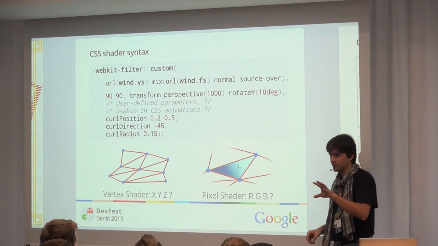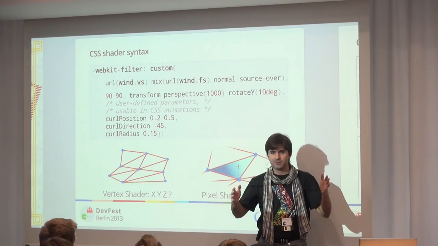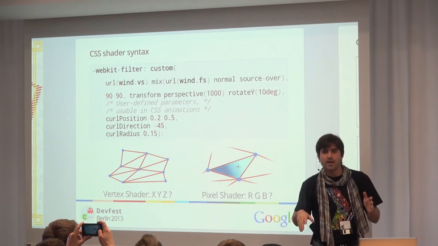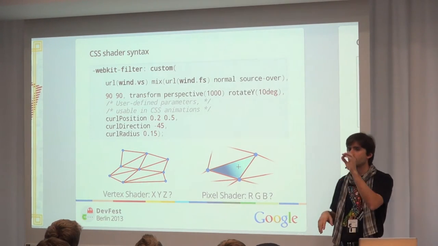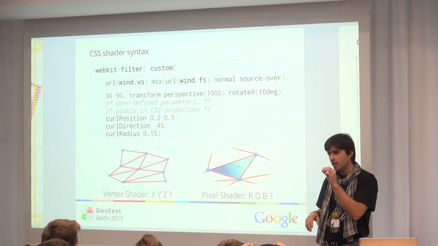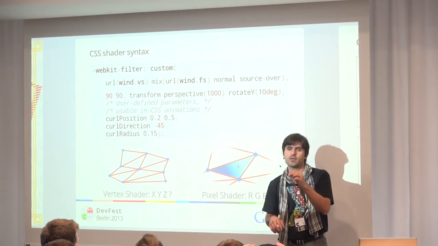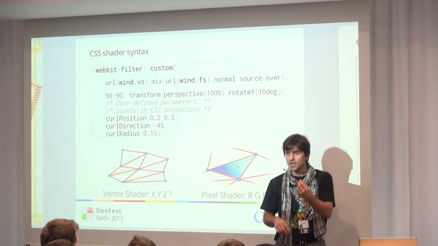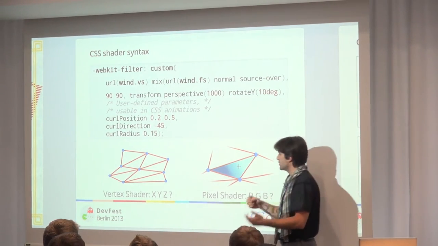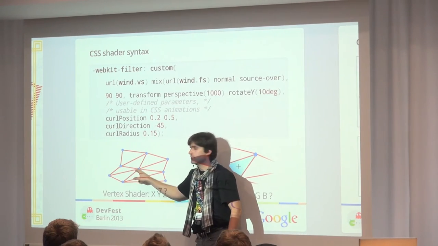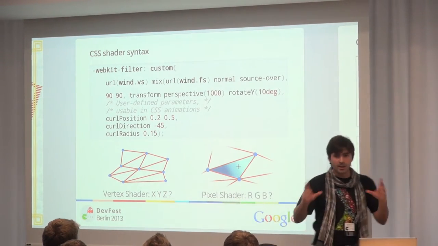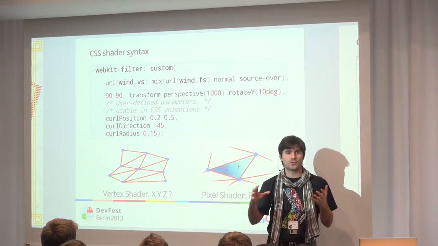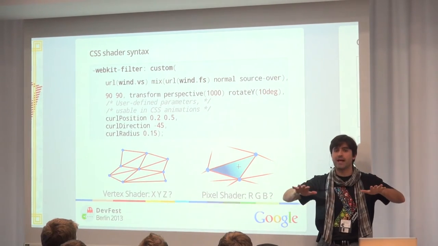The vertex shader actually takes your div, partitions it into tiles, and then for each vertex in those tiles, it will call your vertex shader and ask you to transform the position of that vertex. So the vertex shader answers the question, where are my vertices? This allows you to apply geometrical deformations to your div, which is originally flat.